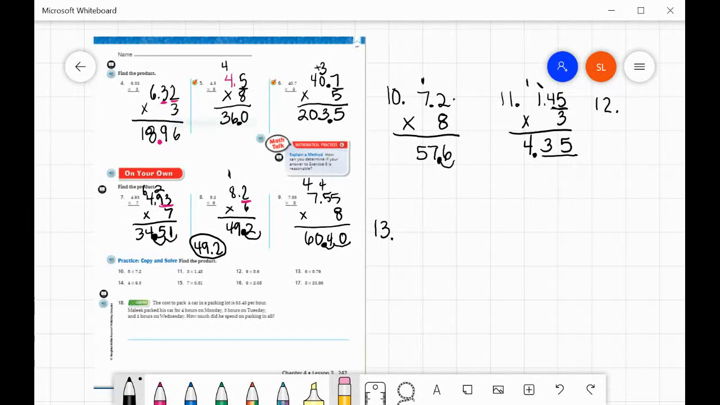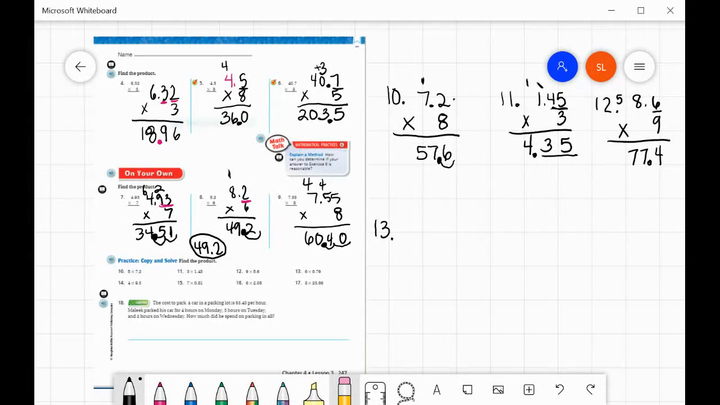All right, welcome back. Number 12 is 8.6 times 9. 9 times 6 is 54. So a 4 goes in the single digit place and we carry a 5 up. 9 times 8 is 72, plus 5 is 77. We end up with 77.4 because there's 1 past the decimal point.